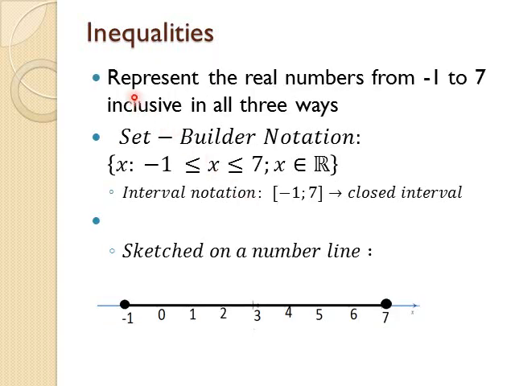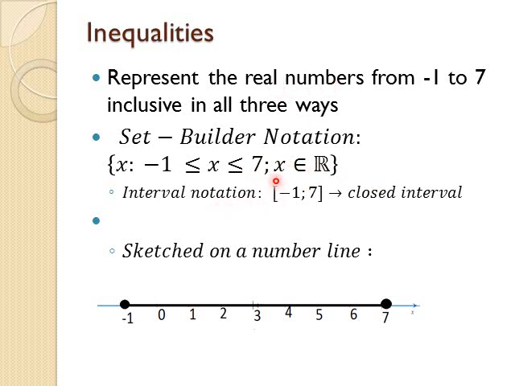Alright, so in problem number 2, represent the real numbers, so again, all numbers from minus 1 to 7. So we're starting from minus 1, going to 7, inclusive in all three ways. Set builder notation, curly brackets or braces, x. x must be greater or equal to minus 1 because we're starting from minus 1 and going to 7, less or equal to 7, and x is an element of real numbers because they say real numbers.